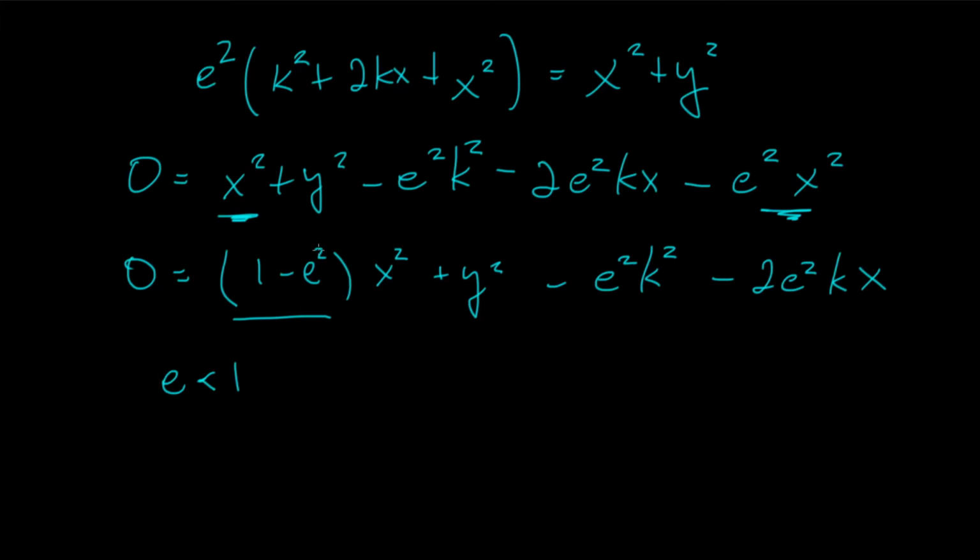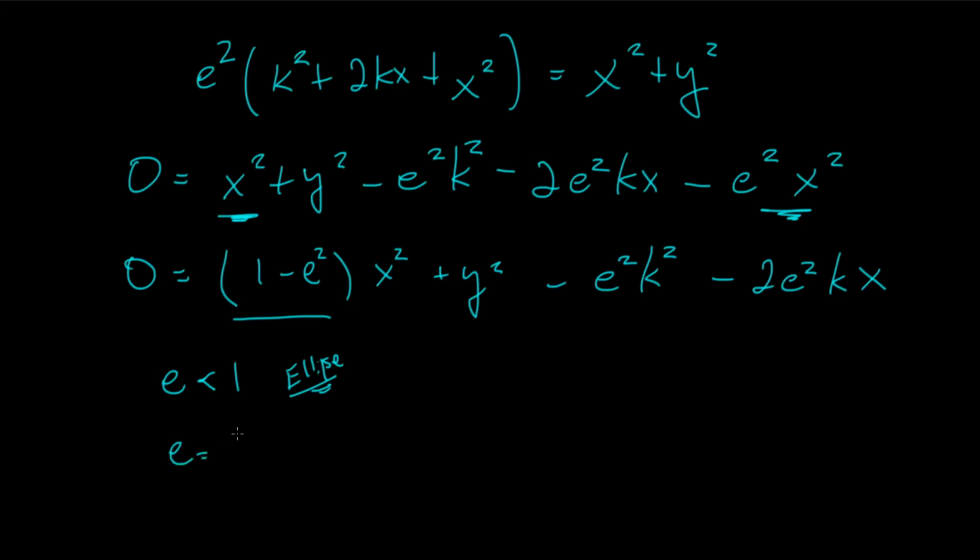So you're going to have an X squared and a Y squared. You're going to complete the square. You're going to get an ellipse. If E is less than 1, you're going to get an ellipse. You're going to have a positive coefficient in front of X squared.